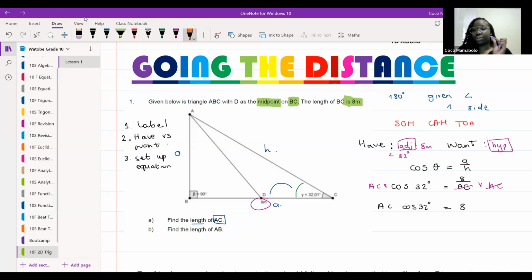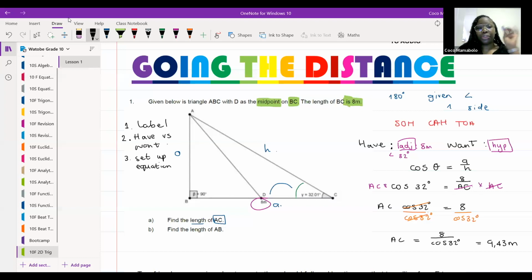Divide. Good. Divide by cos 32. Beautiful. So those two will cancel. Now I have left AC is equal to 8 over cos 32. And if we punch that into our calculator, what do we get? 9.43 meters. That's better. Beautiful.